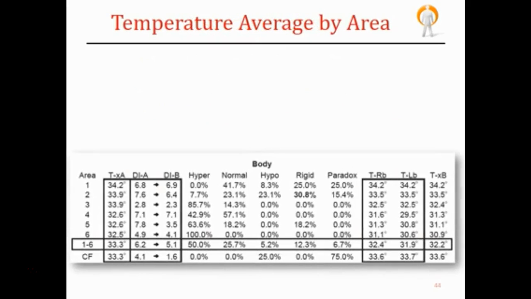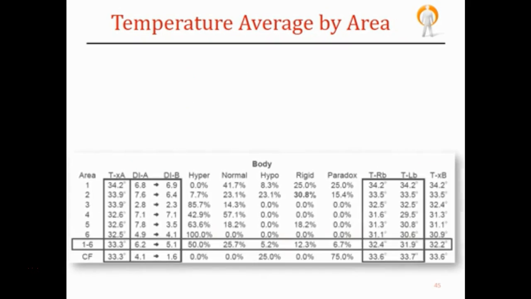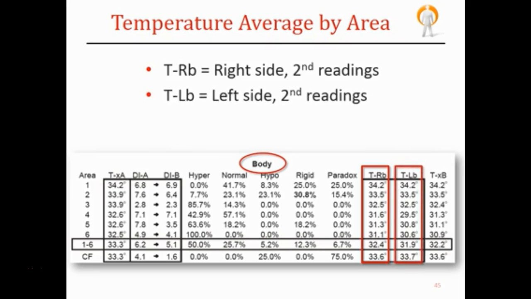And finally, there's a calculation of the average temperature for each region for each set of readings. TXA is the temperature average for the first set of readings in each region, and TXB is the temperature average for the second set of readings in each region. And the TRB is the average of the second temperature readings on the right side of the body for each region, and TLB is the average of the second readings on the left side for each region.